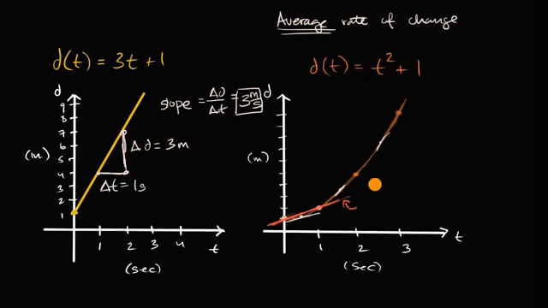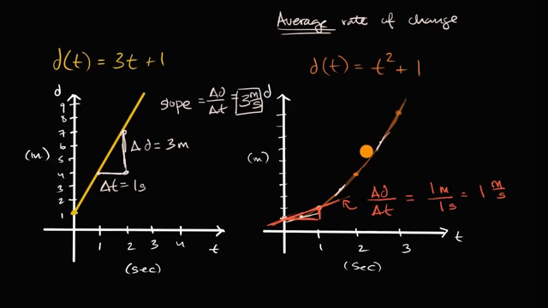Well, the slope of our secant line is going to be our change in distance divided by our change in time, which is going to be equal to, well, our change in time is 1 second. I'll put the units here, 1 second. And what is our change in distance? At t equals 0, d of 0 is 1, and d of 1 is 2. So our distance has increased by 1 meter. So we've gone 1 meter in 1 second. Or we could say that our average rate of change over that first second from t equals 0 to t equals 1 is 1 meter per second.